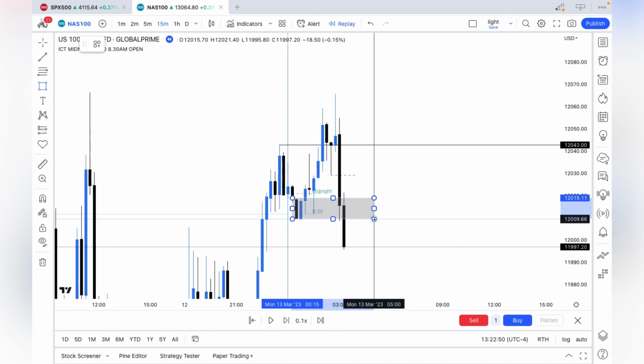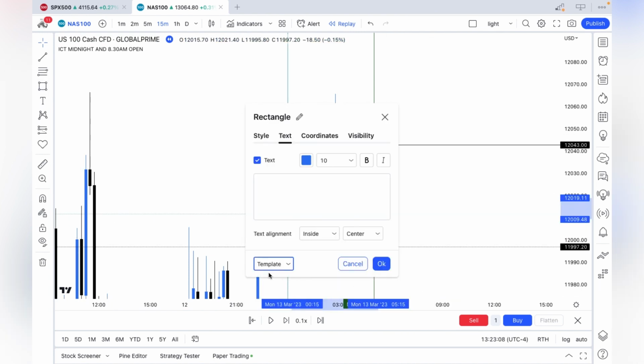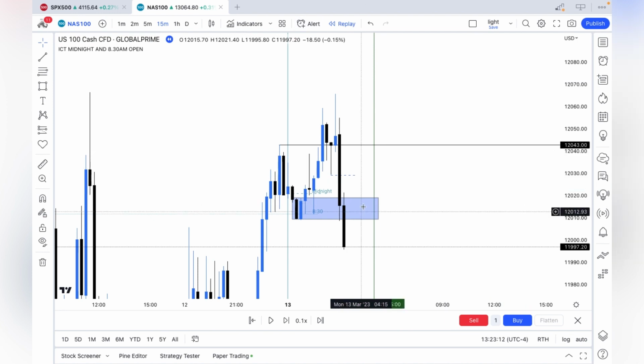So I mark the breaker block like this. You see, now we have a fair value gap above the breaker block, and the breaker block being below the fair value gap means that price doesn't have to come up here for me to find my entries. I can simply use the breaker block to find my entries. Breaker block. Okay, so now all I have to do is wait for price to come in there, and then I'll find my entries on the 1 minute time frame.